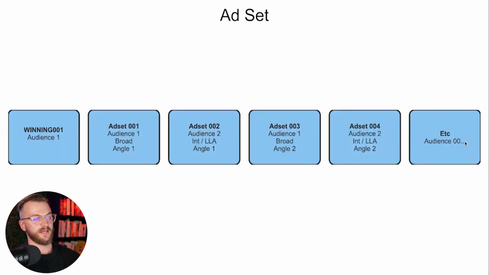Okay. Then you're going to have your ad set level. So again, this is the ad set level structure. We're going to have our ad set 001 with audience 1, broad, with angle 1, and ad set 002 with audience 2, with our interest and lookalikes, with the same angle 1, and just repeat that over and over again, and that's how we're testing.